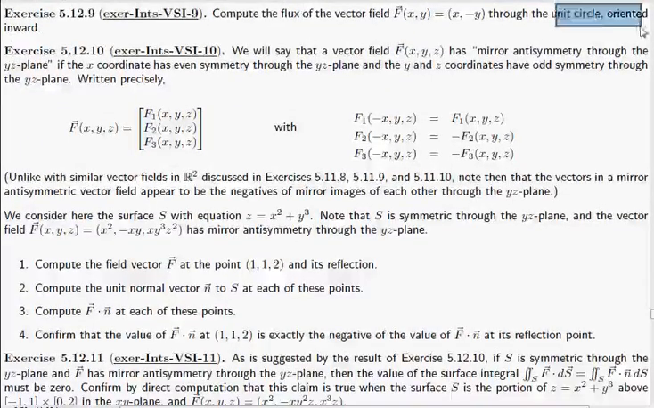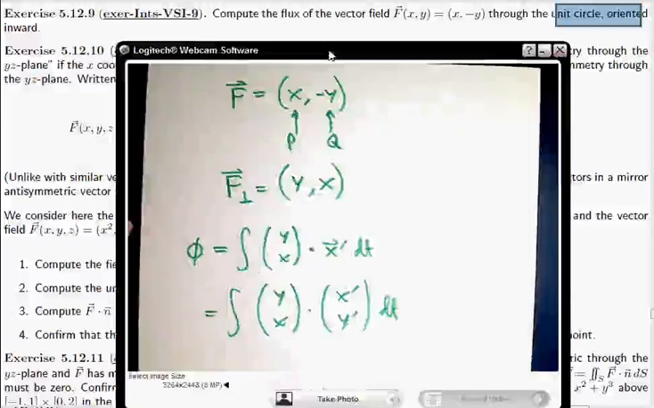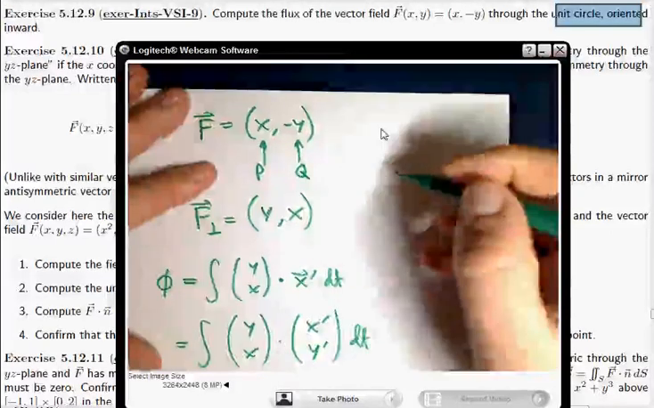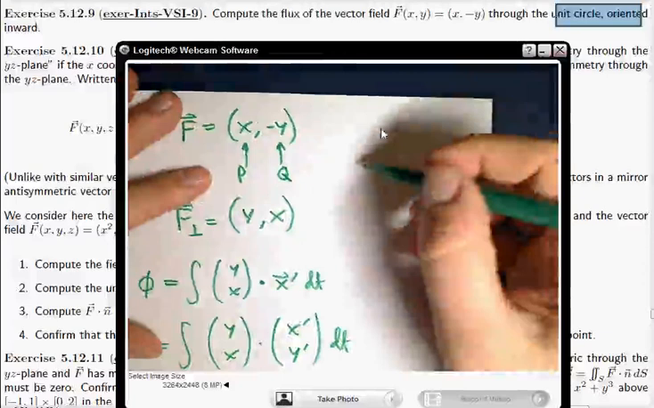Unit circle oriented inward. Okay, now we've got to think carefully about this now. Hang on a second. So let me draw over here. Here's our picture.